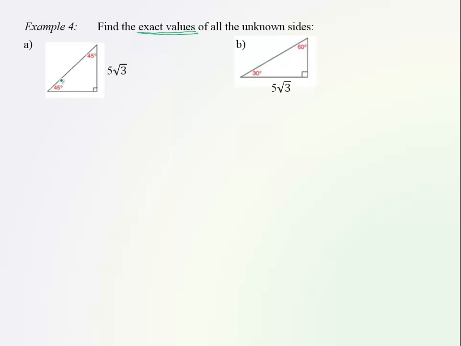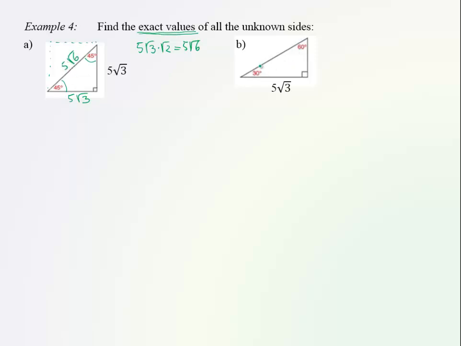So, since those angles are 45 degrees, therefore this really is half of the square, which means that the other side is also equal 5 root 3, and hypotenuse should be a side times root 2. So 5 root 3 times root 2 is actually 5 root 6. Therefore the hypotenuse is 5 root 6.